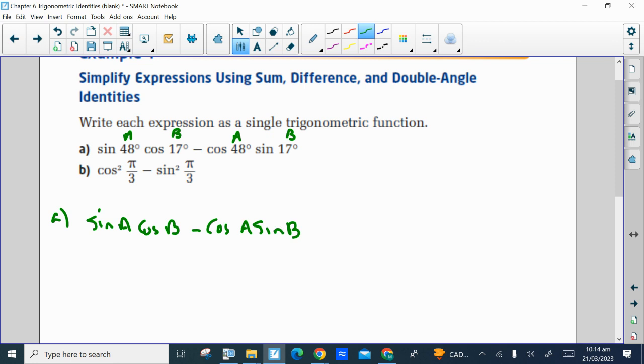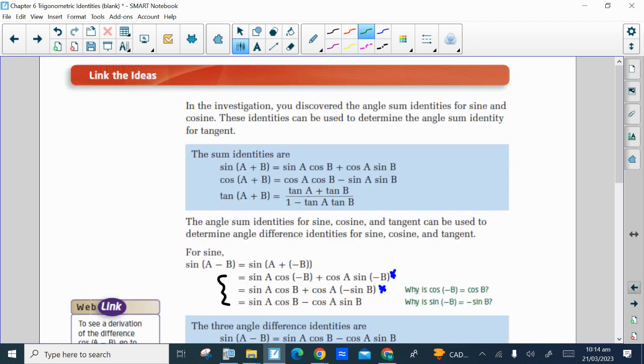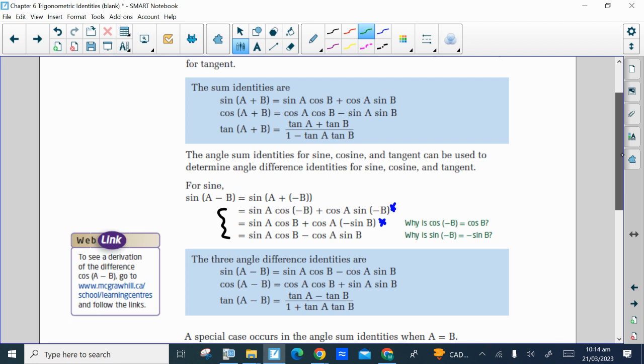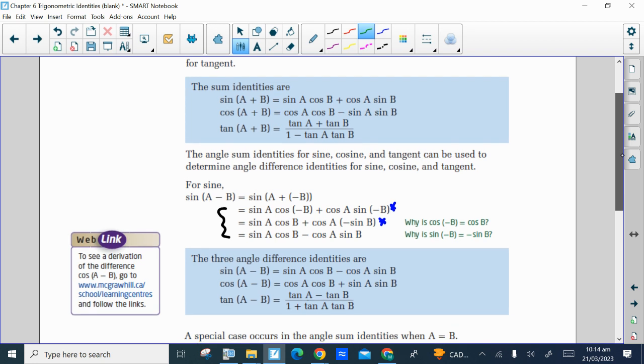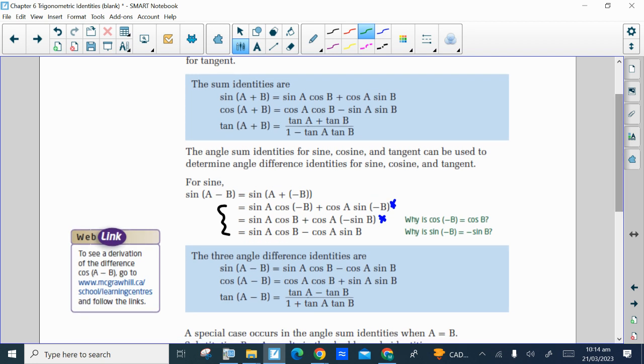And if we look back, sine A cos B minus cos A sine B is this one right here. That's the difference identity for sine. That's the pattern. So that is equal to the sine of A minus B.